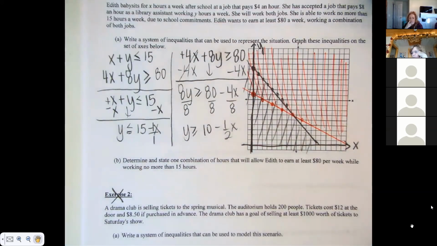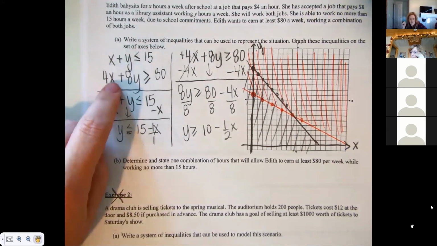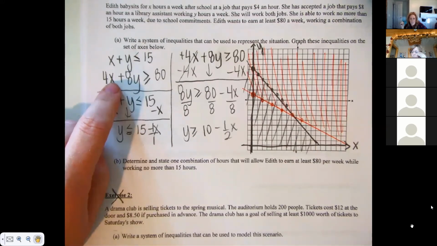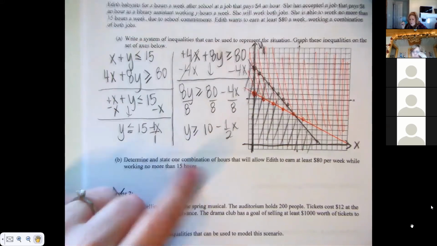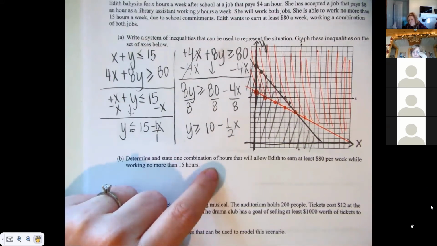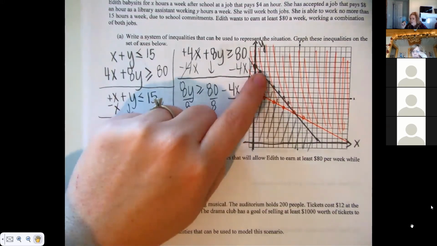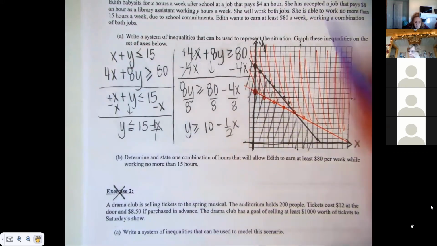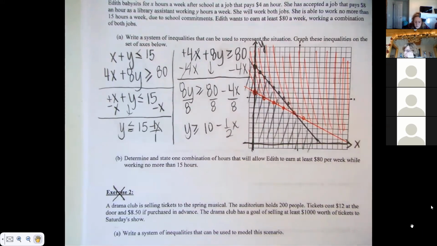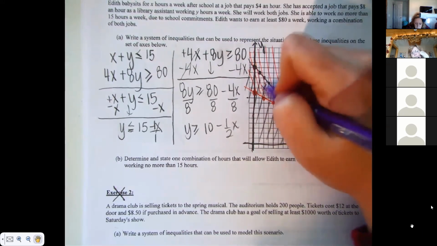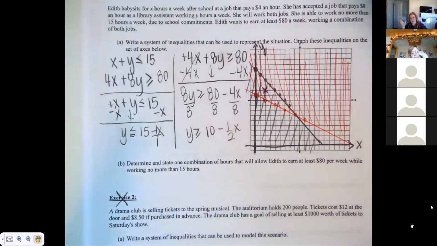Determine and state one combination of hours that will allow Edith to earn at least $80 per week while working no more than 15 hours. So that is exactly what our system is, okay? So determine and state basically is asking you for a solution to the system. Solution is where I see hashtag solution, in the middle, where they're both crossing each other. There's lots of different answers, so it doesn't really matter, but I'm going to choose this one right here because it is snug in the middle, okay?